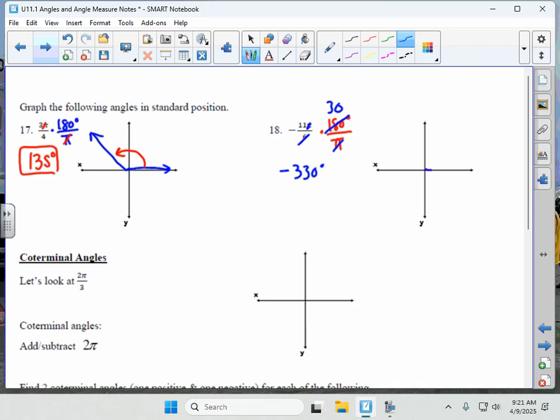So again, we start at the initial side. Negative 330 is almost one complete rotation, negative 360 degrees. So it's going to fall right about there, but on the negative rotation side, it'll look like that.